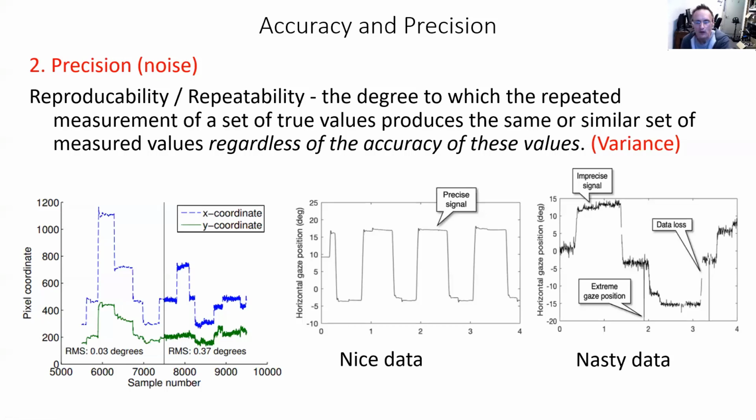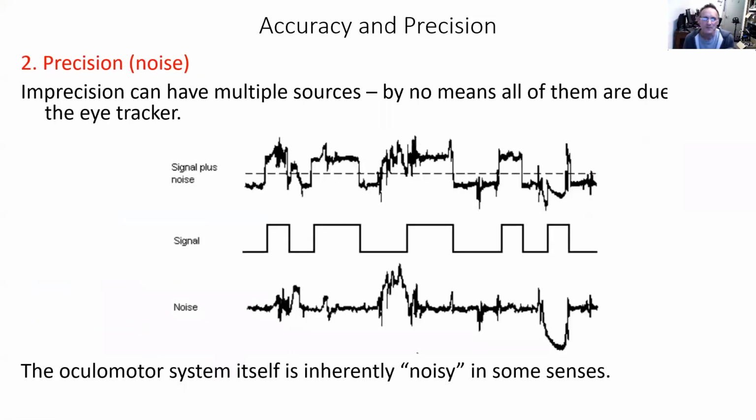Okay, so that's precision. Now, people also talk about noise being added by the eye tracker. It's not particularly helpful because it implies a scenario like this, where you have some kind of pure underlying signal which has somehow had noise added to it. It gives the impression that, if we had the right maths or the right algorithms or cleaning strategies, we could extract this pure signal and eliminate the eye tracker noise.